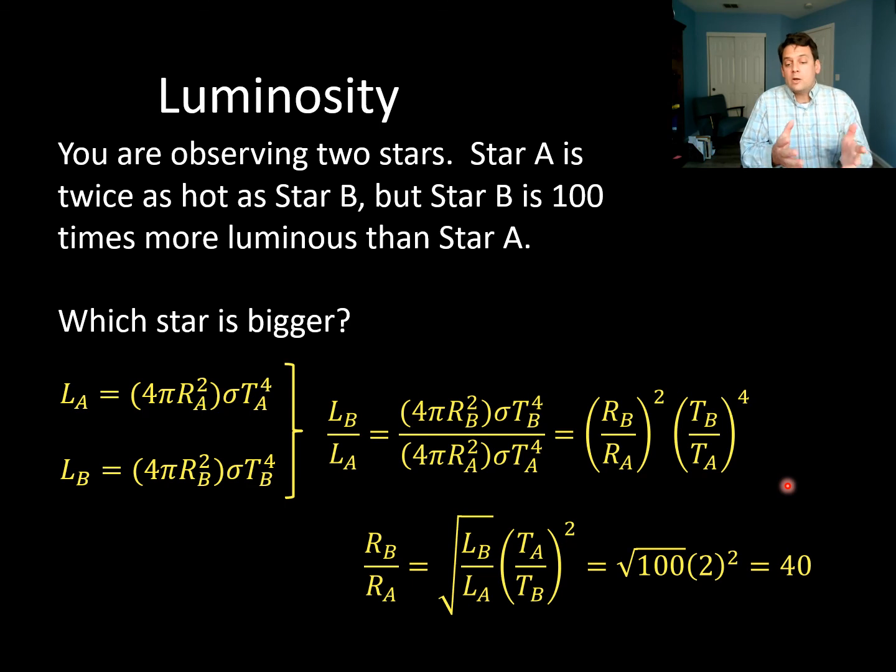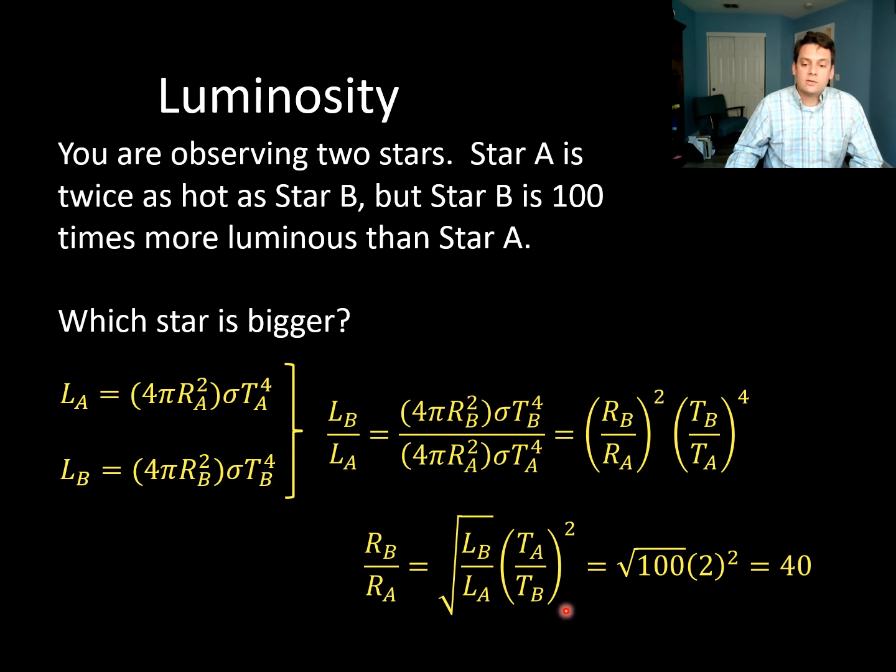Now the only step left is to solve this for the ratio of the radii, because that's what the question is really asking for. Just two more algebraic steps, and if you're interested in the algebra, I'm happy to talk to you in detail about that. The result is that the ratio of the radii is equal to the square root of the ratio of the luminosities times the ratio of the temperatures, inverted, to the 2nd power.